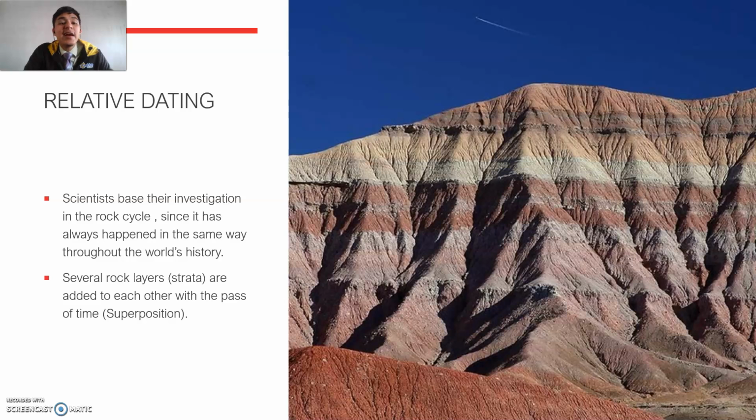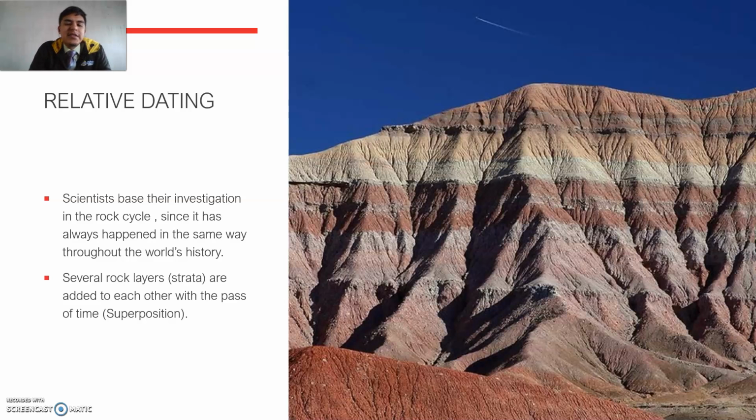All right, and now we have another thing, which is relative dating. Scientists base their investigation on the rock cycle, since it has always happened in the same way throughout the world's history. Several rock layers, or as they are called, strata, are added to each other with the passing of time, and attaching more and more layers of ground is called superposition. Superposition, because you have one layer of ground, then you attach another layer of different rocks, another layer, and since they are coming above each other, that's what we call superposition.